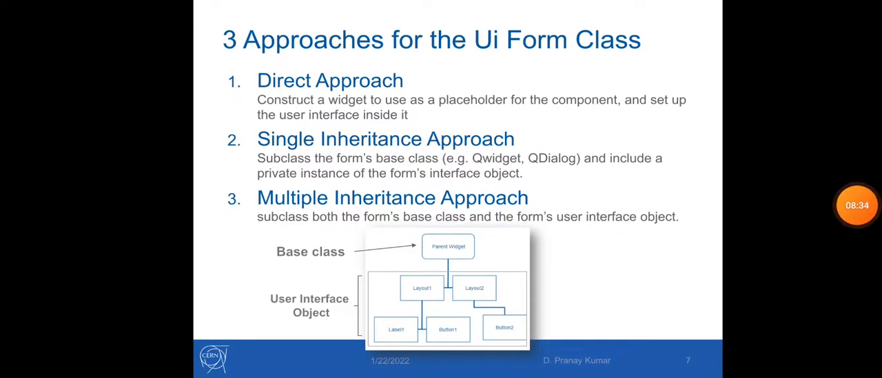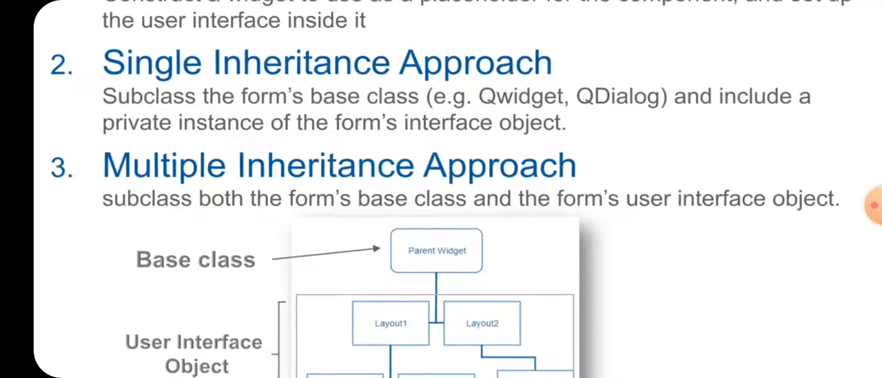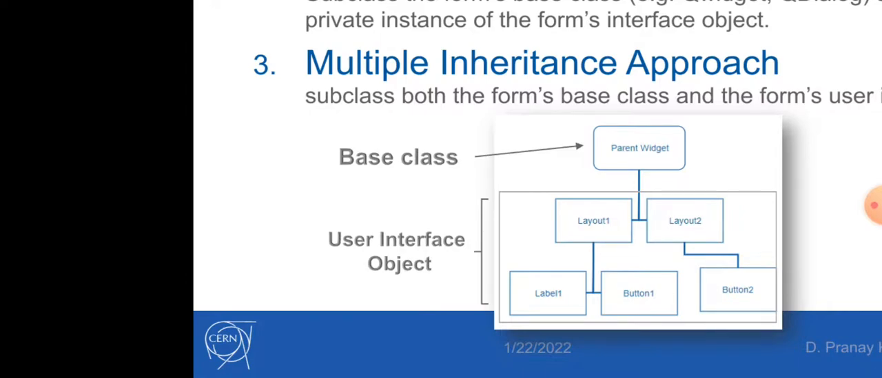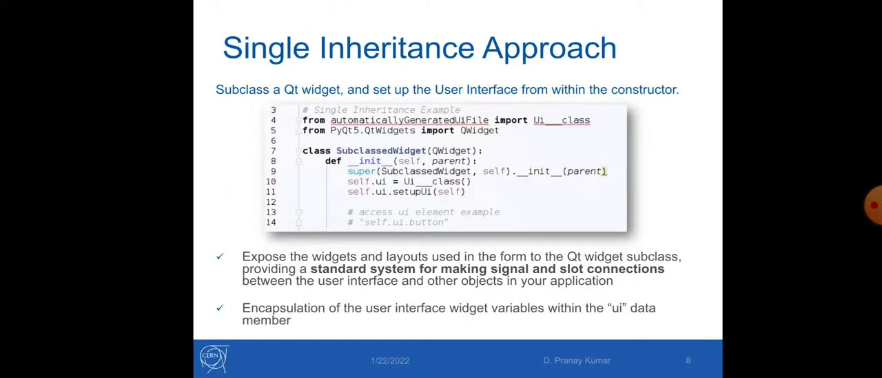Next, the second approach is the single inheritance approach. Subclass the form's base class, for example QWidget or QDialog, and include a private instance of the form's interface object. Here the Q means the Qt approach. Next, the multiple inheritance approach, the third one. Subclass both the form's base class and the form's user interface object. The base class is known as the parent widget, and the other user interface objects are layout 1 and the others.